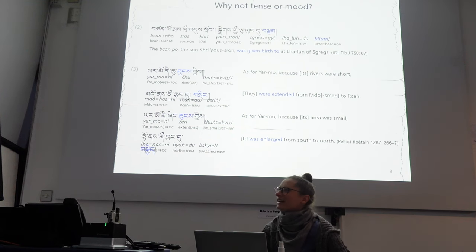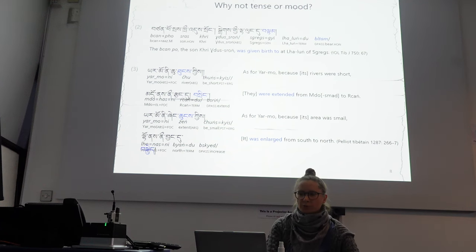So what we see here with this first example: the Ptsampo, that was the official title of the emperors in the Tibetan Empire, the son Prindus Srong was given birth to at Hlalung of Skregs. What we see here is the use of the verb bltam, the verb marked with a blue color, and this is a V3 form of a verb. This example comes from the work known as the Old Tibetan Annals. This work records events of the past year. So we have not all the events, the most important events, and the birth of an heir to the throne was one of such events.